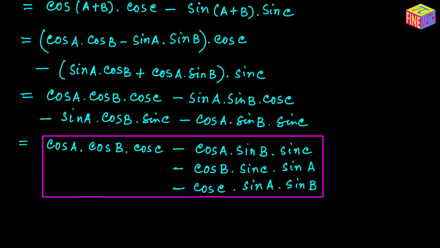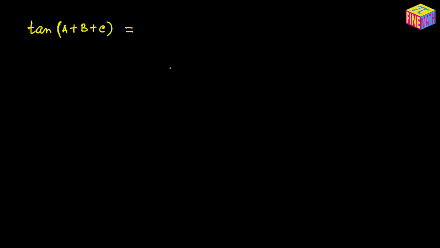And let's also quickly derive the value of tangent of a plus b plus c. We can write tangent of a plus b plus c as the ratio of sine of a plus b plus c divided by cosine of a plus b plus c, and then we use the expanded form of sine of a plus b plus c in the numerator, and in the denominator the expanded form of cosine of a plus b plus c, and it's going to look something like this.